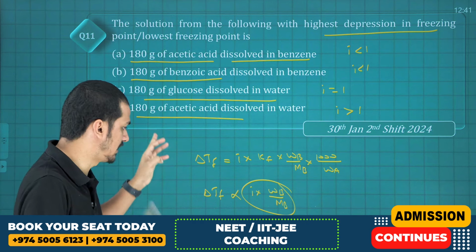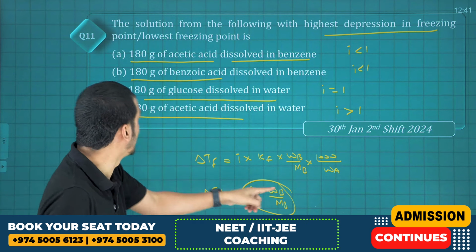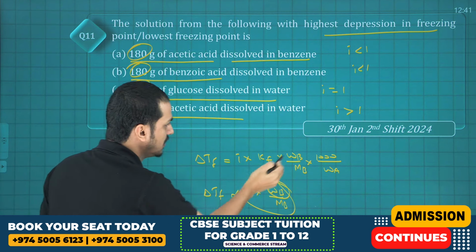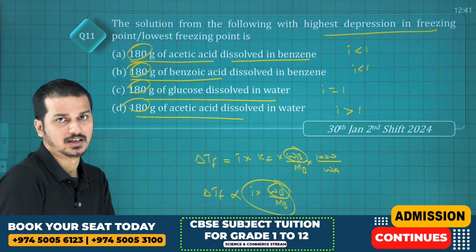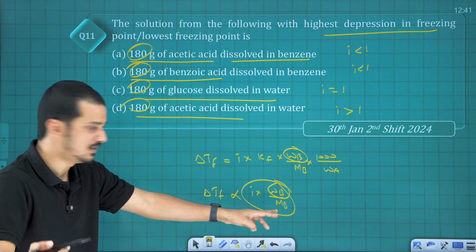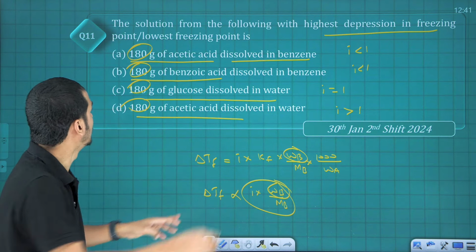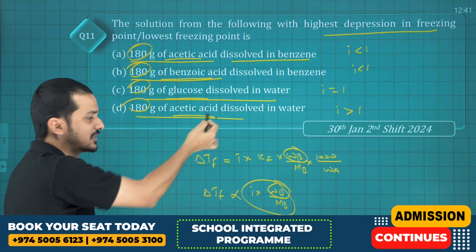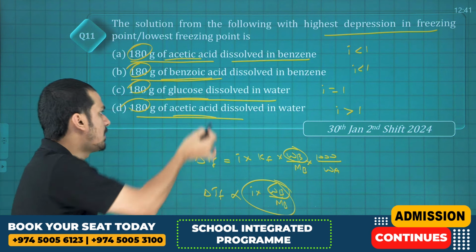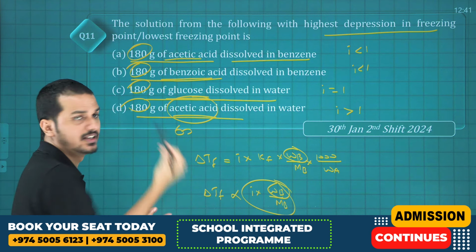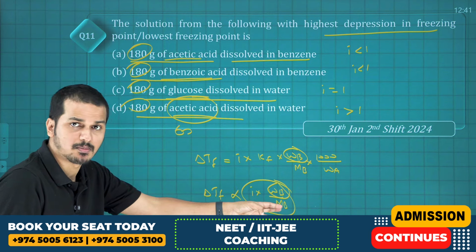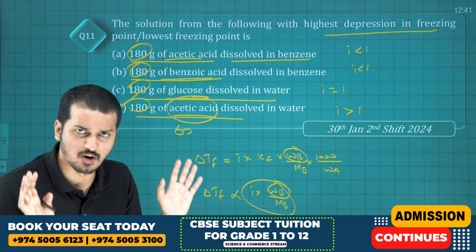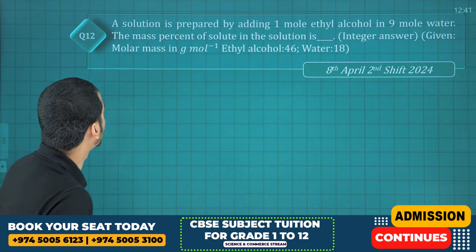And also one more thing, WB by MB. Here WB is the same, so no need to consider WB, only MB. Whenever MB increases, delta TF value decreases. Here they are telling about acetic acid, benzoic acid, glucose, and acetic acid. Out of that, the smallest molar mass is for acetic acid, only 60. So smaller molar mass means higher delta TF. So our answer is D. Only a comparison question. I hope you can do it. We can go to the next question, dears.